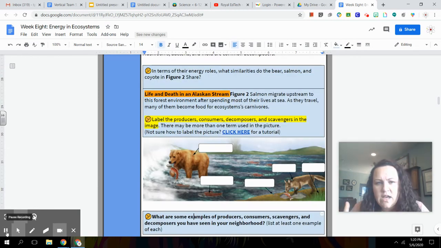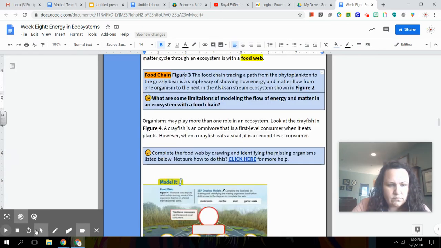As I keep scrolling down the text, I see another one of these thinking emojis, and that tells me you've got to answer that question in a complete sentence. Next, you're going to label some of the different roles in this picture. You want to think about who's eating what. And if you're curious or confused, click that tutorial to hear a little more detail about that section.